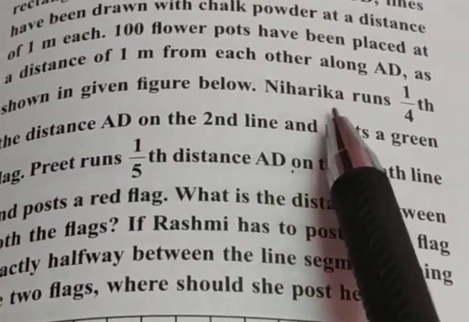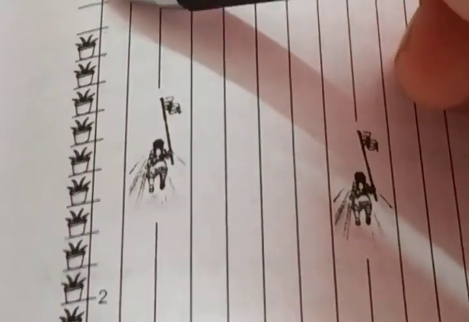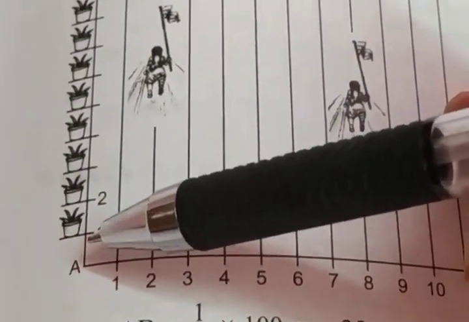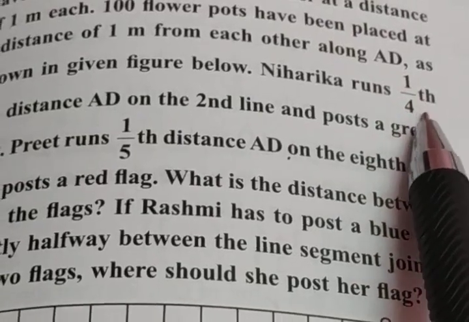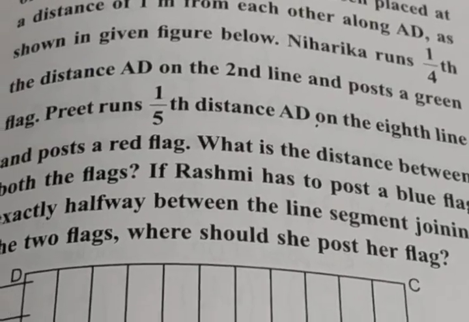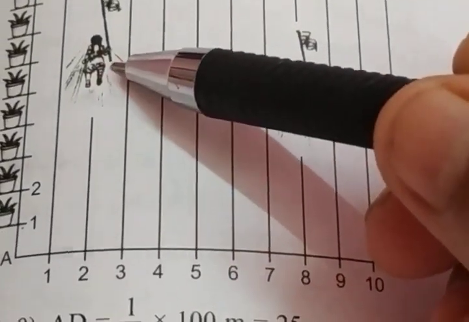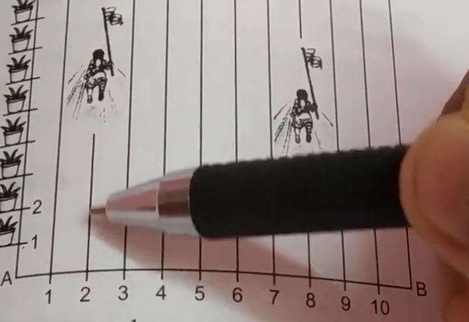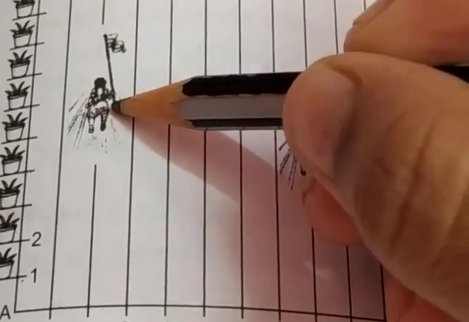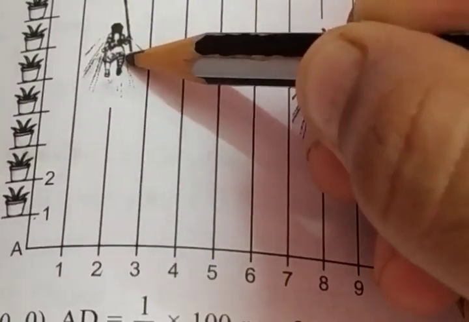Niharika runs 1/4 the distance AD, and how many flower pots are there from A to D? There are 100 flower pots. Though it is not shown in the figure, it is clearly mentioned in the question. So the distance between A and D is 100, and the question says that Niharika runs 1/4 the distance of AD. That means 1/4 of 100, that means it is 25 meters. So this is Niharika. Niharika runs on the second line at a distance of 1/4 of AD. 1/4 of AD means 25. Second line at a distance of 25.